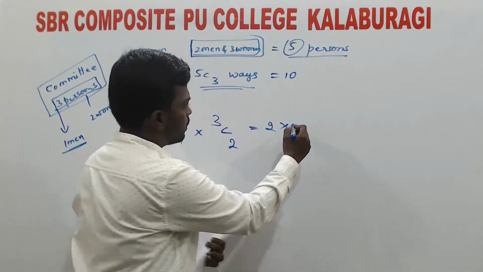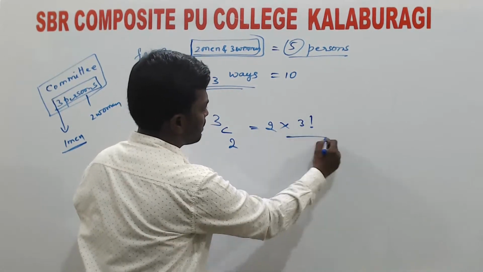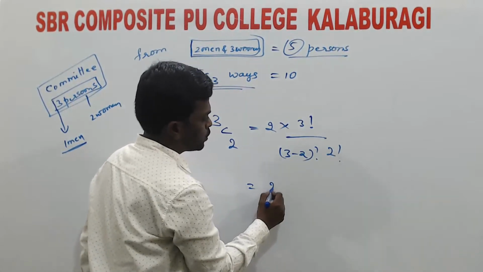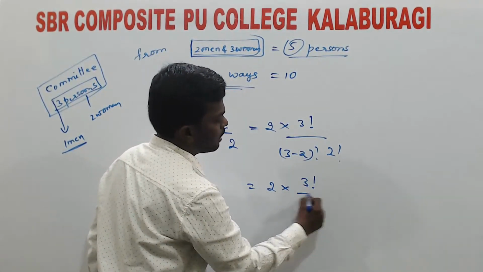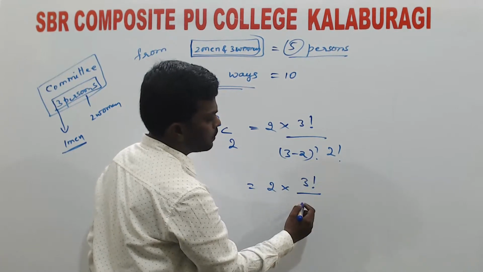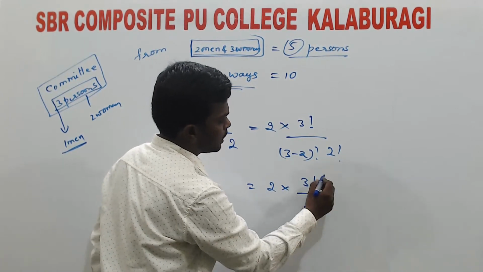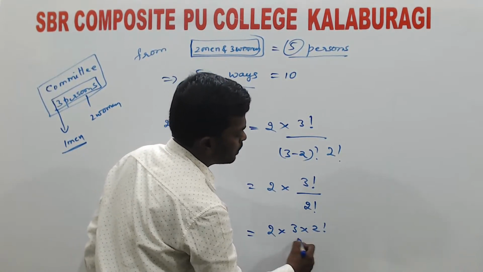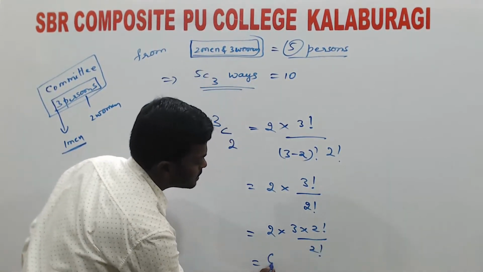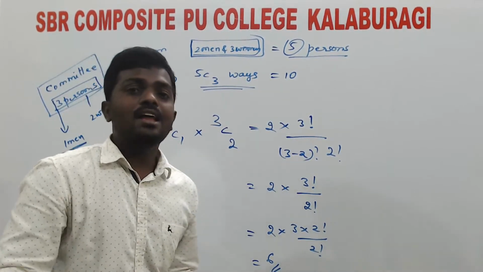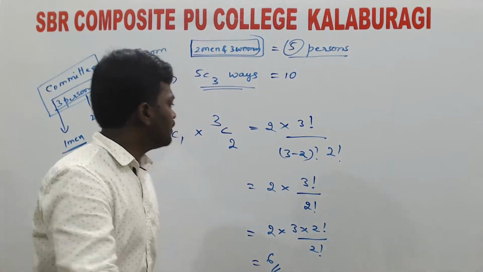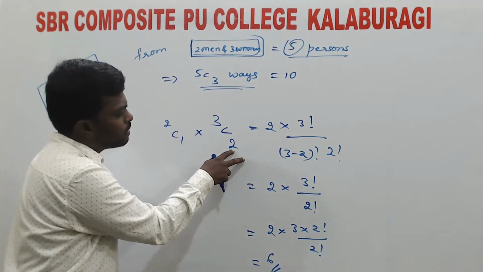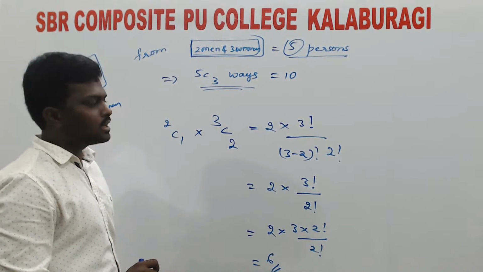Let me simplify: 3C2 is 3 factorial over (3 minus 2) factorial into 2 factorial. 3 minus 2 is 1, so 1 factorial into 2 factorial. 3 factorial can be written as 3 into 2 factorial, divided by 2 factorial, so it's 3. With 2 into 3, it's 6. So there are 6 committees in which 1 man out of 2 men and 2 women out of 3 women are selected.